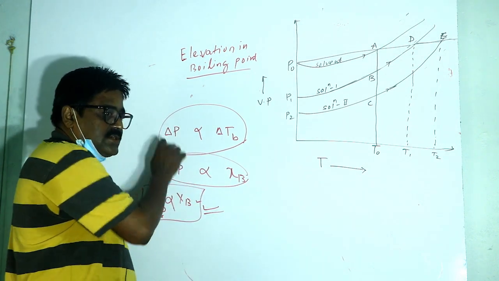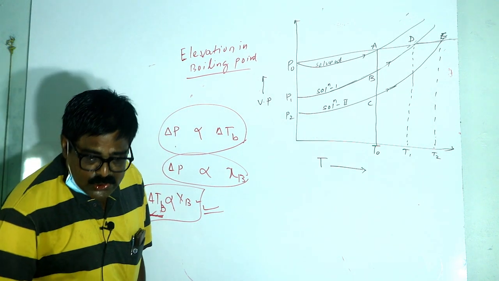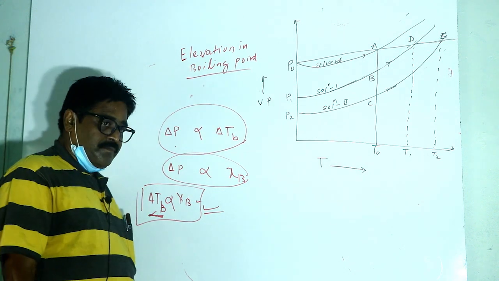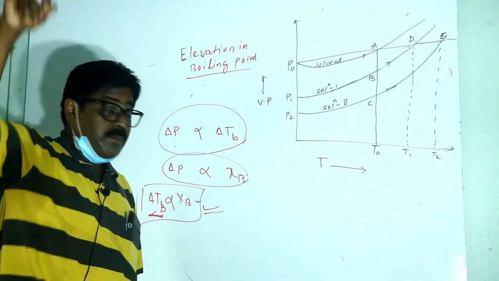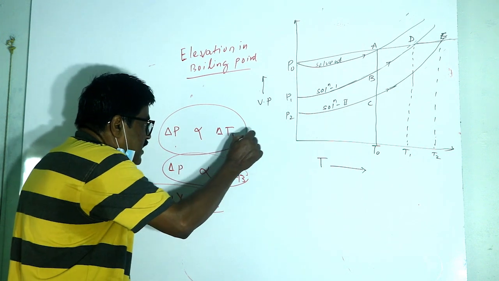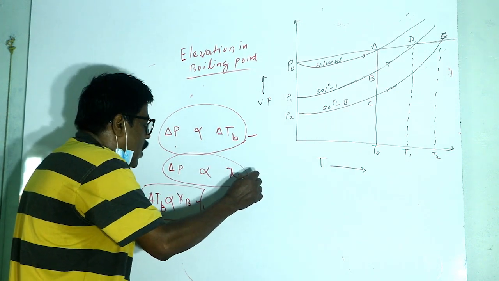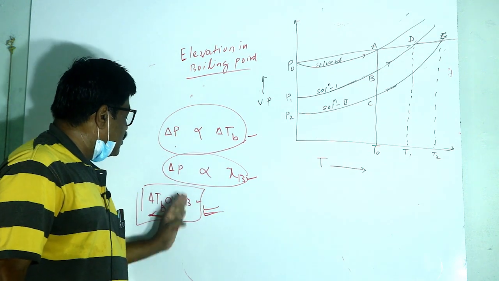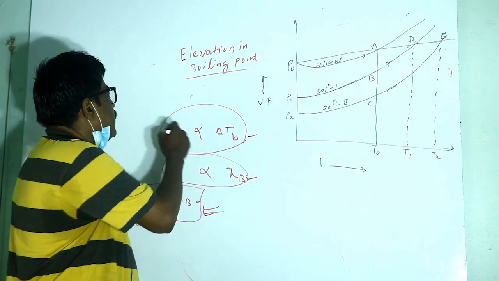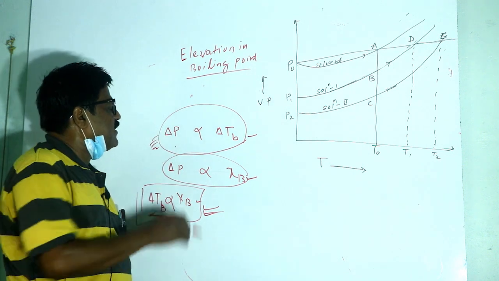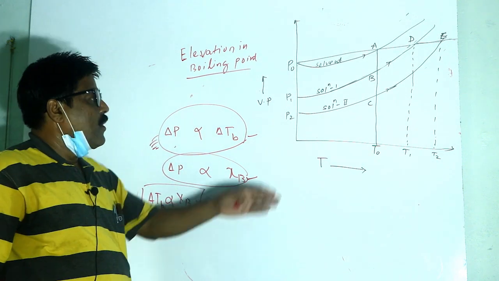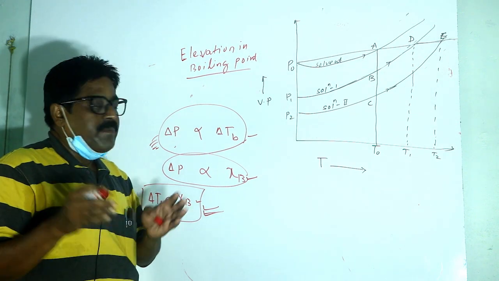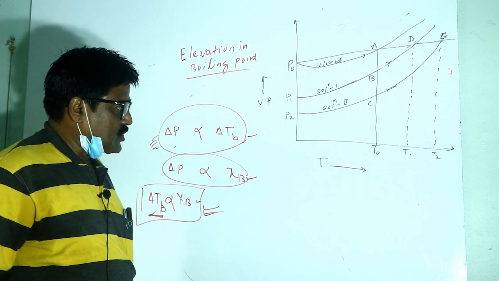The observation says the lower the vapor pressure of the solution, the higher the boiling temperature, because we have to equalize with the atmospheric pressure. So this is the experience, and this is the law, and this is the conclusion. And to establish this relation, we can also draw the vapor pressure versus temperature curve, the boiling temperature curve.